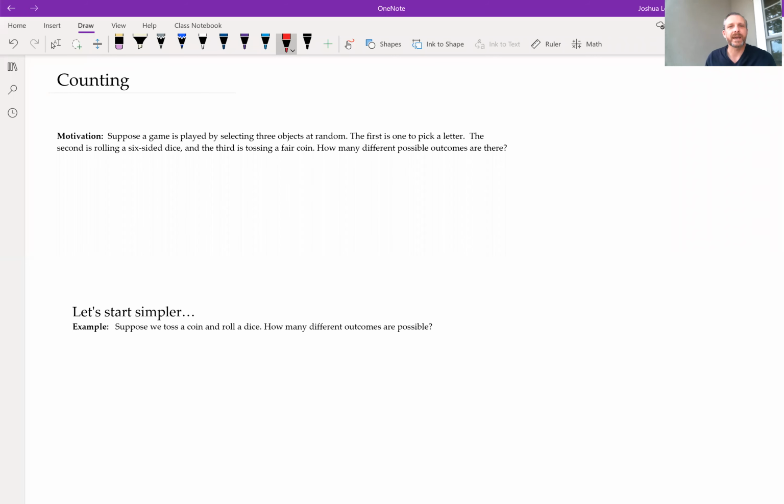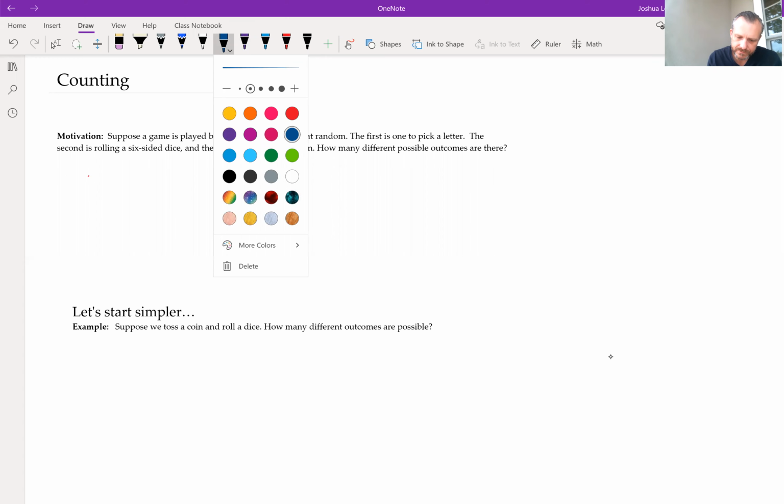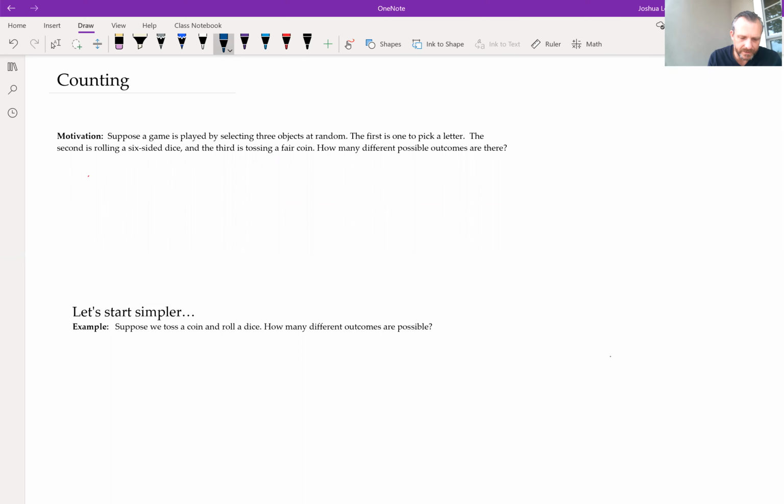So let's say that there's a game, and this game is played by selecting 3 objects. The first time you pick a letter, and then you roll a 6-sided dice, and then you toss a coin. How many different outcomes are possible? Well, let's think about this. You could have the letter A, right? I'm gonna go dark blue. You can start with the letter A, right? That could be the letter you pick.